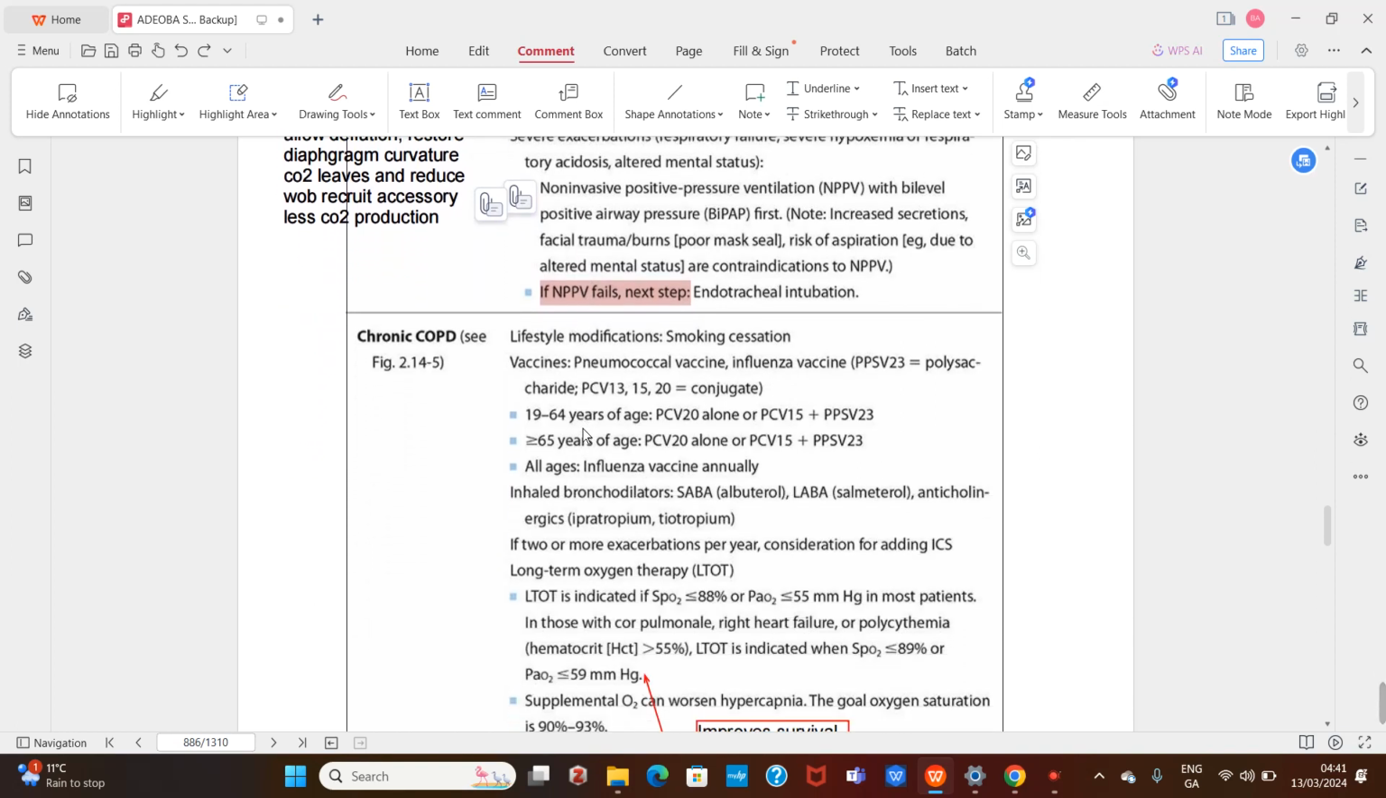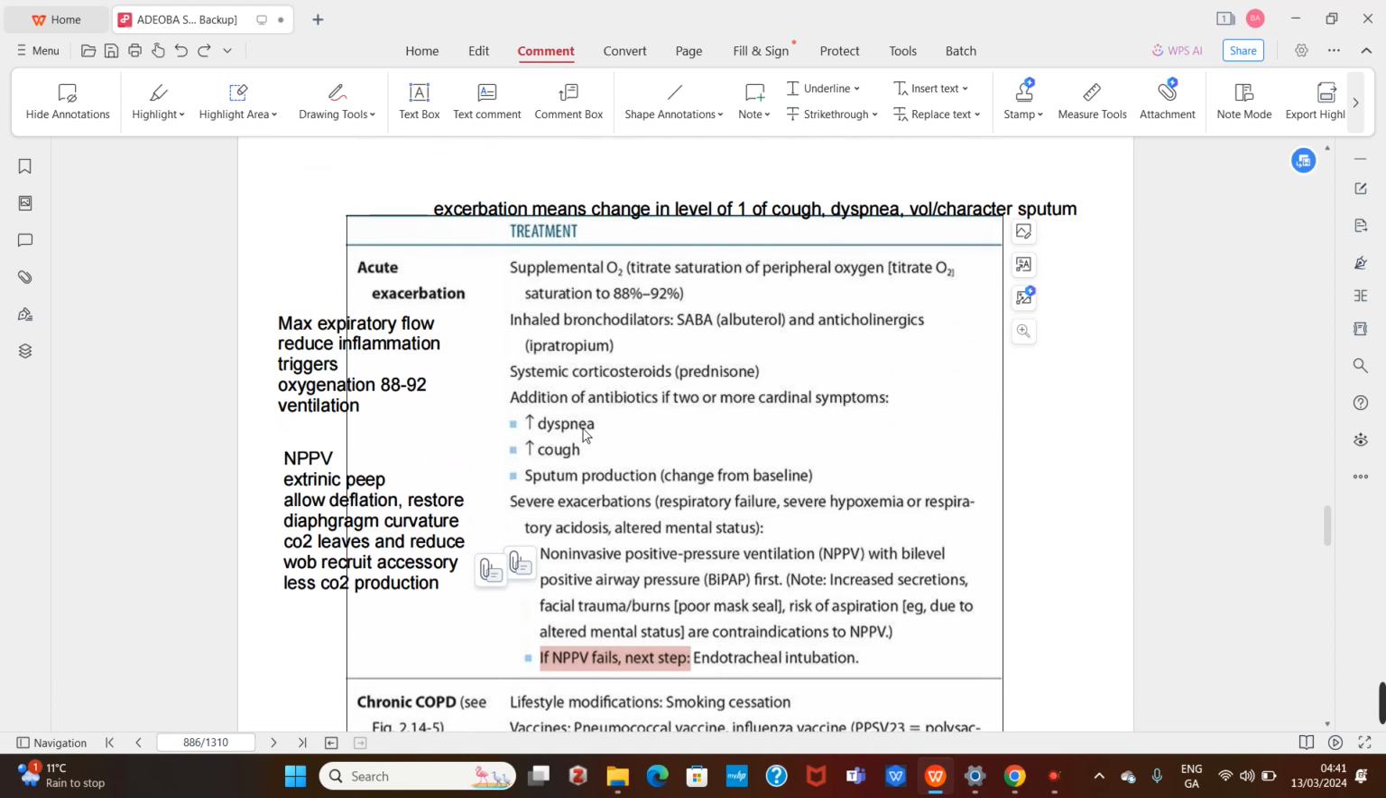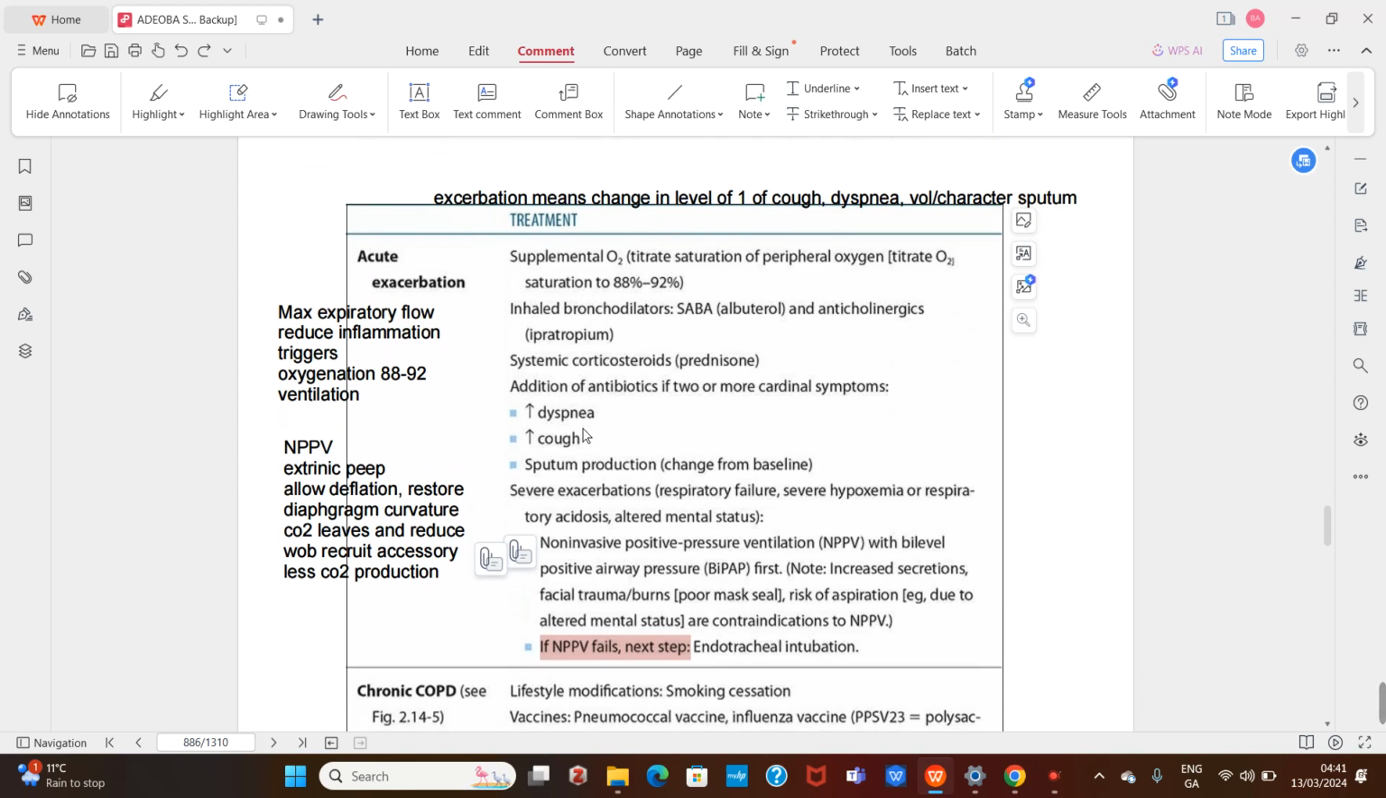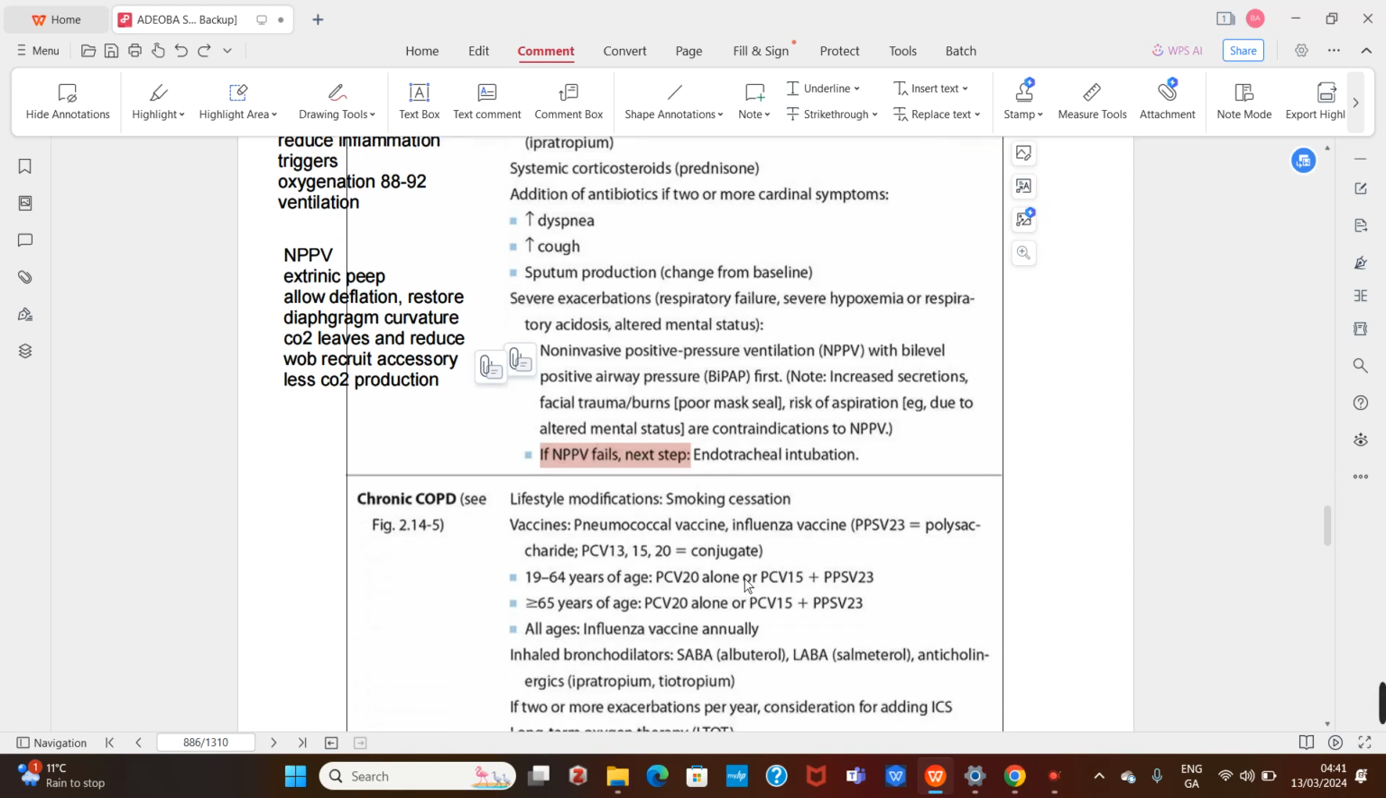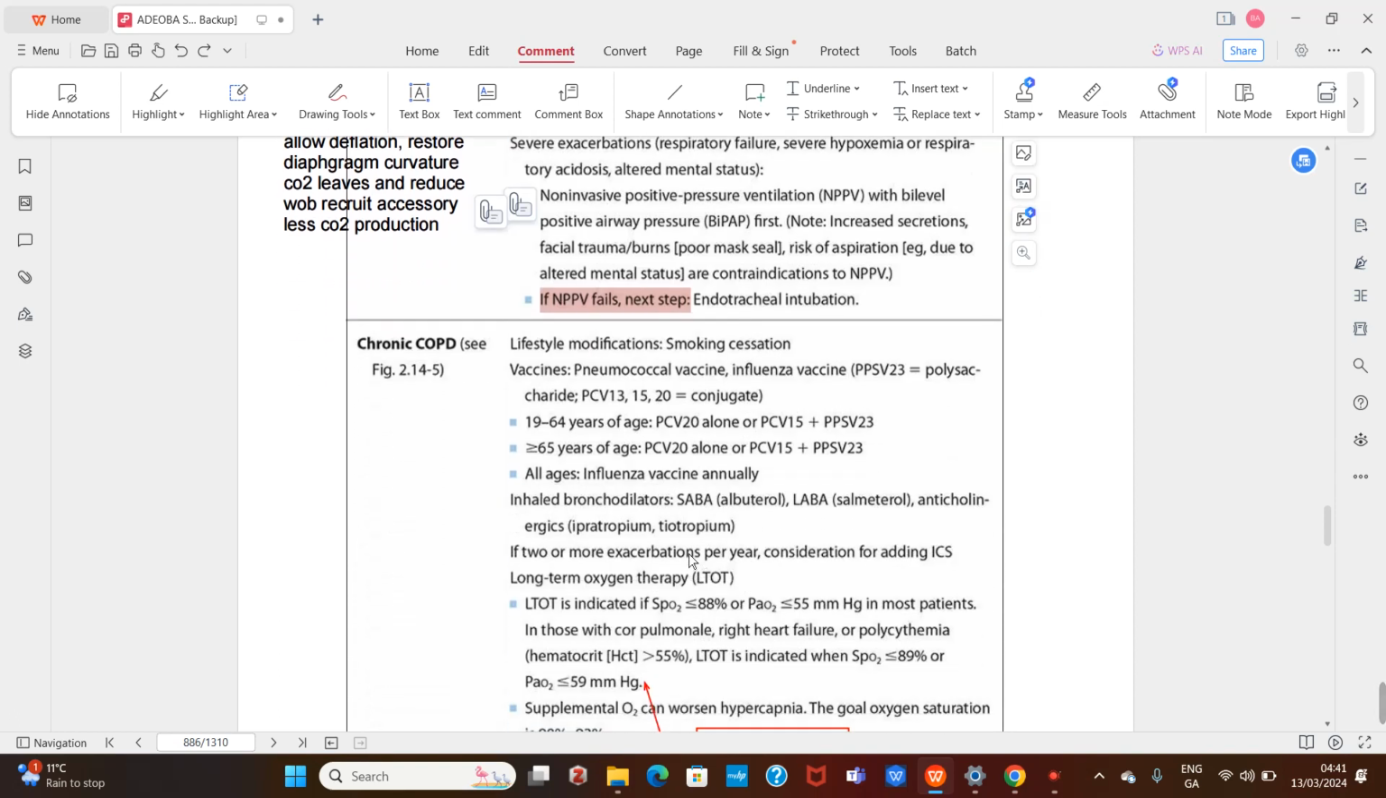Sorry, Dr. Babawale, this NPPV, do you do it together with the bilevel? No, BiPAP is a form of NPPV. NPPV means non-invasive positive pressure ventilation. So this is a form of it.